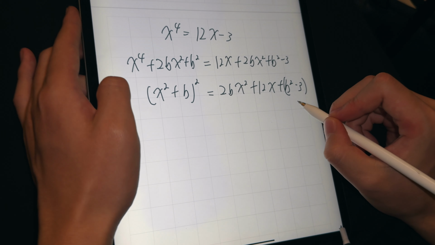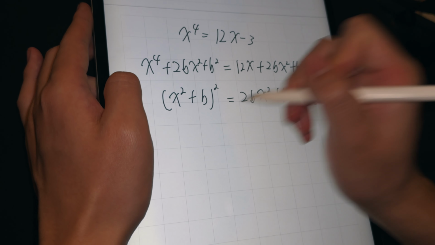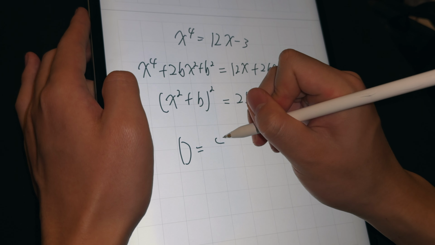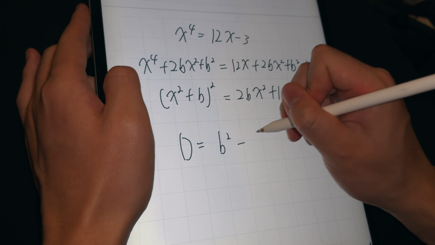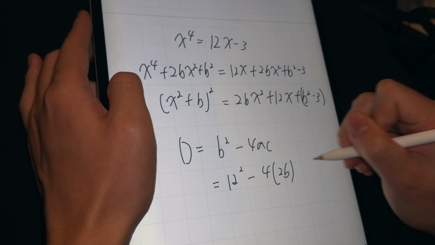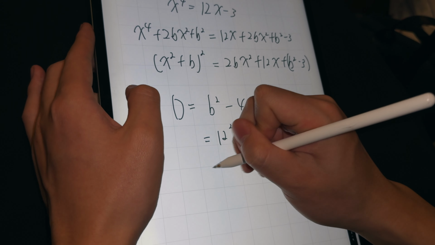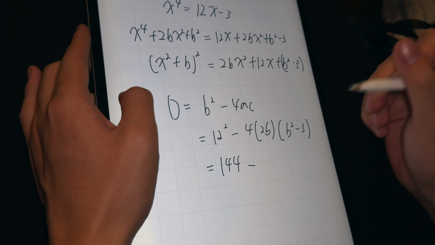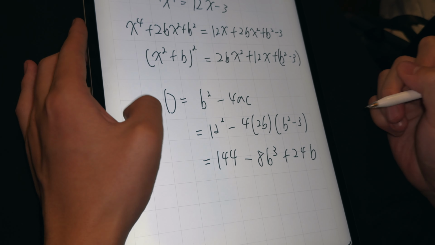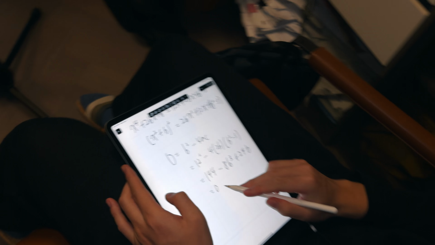Now we want to select a value of b so that the right side is also a complete square. We can do so by calculating the discriminant of the right side. If the discriminant is 0, then we can safely say that the right side is also a complete square. What's the discriminant? It's b squared minus 4ac. That would be 12 squared minus 4 times 2b times (b squared minus 3). This can be simplified as 144 minus 8b cubed plus 24b, and we want this to be equal to 0.